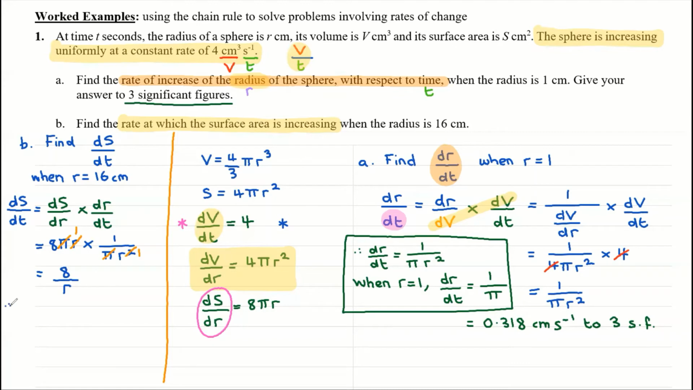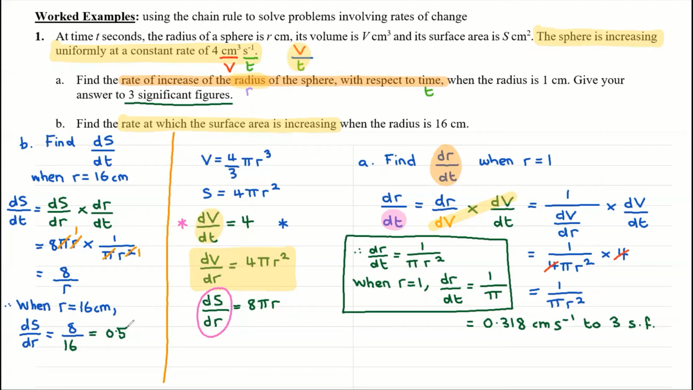So therefore, when r equals 16 centimeters, ds by dr is going to equal 8 over the 16, which simply is going to equal 0.5. And the units, of course, are centimeters squared.